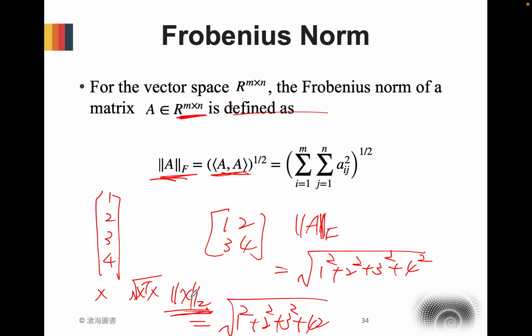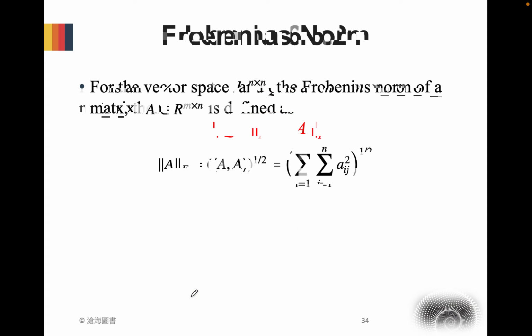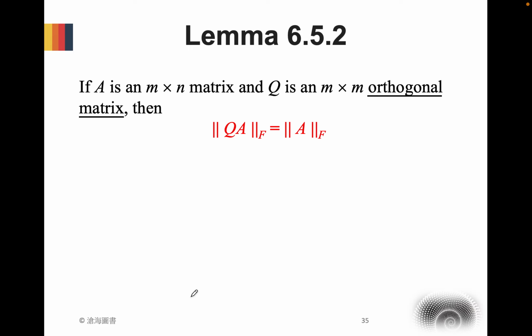Okay, we can just view it as a long vector. Okay, so let's first introduce lemma 6.5.2. If A is an n by n matrix and Q is an n by n orthogonal matrix, then actually we introduced a similar theorem before.